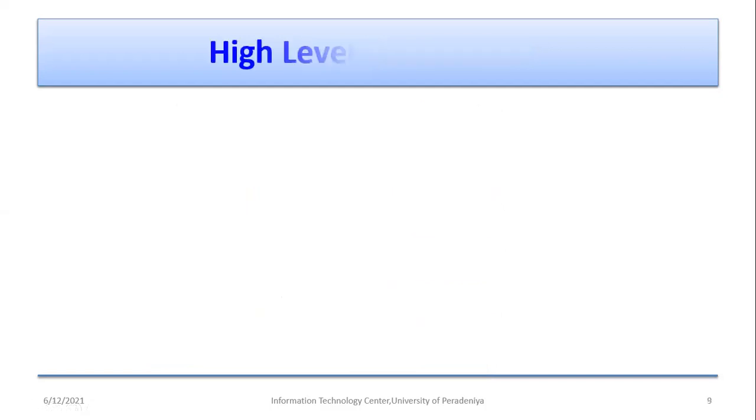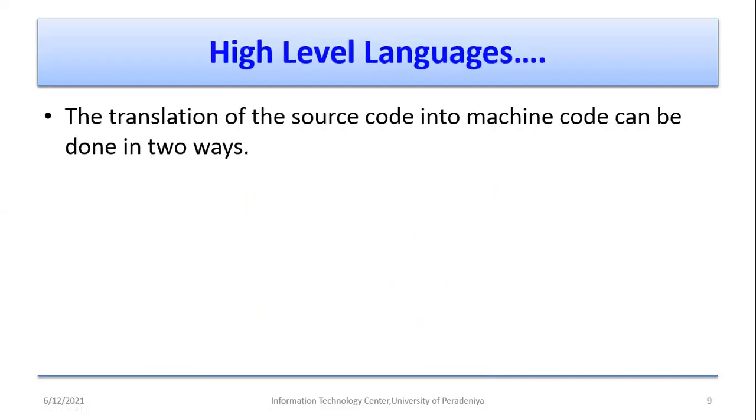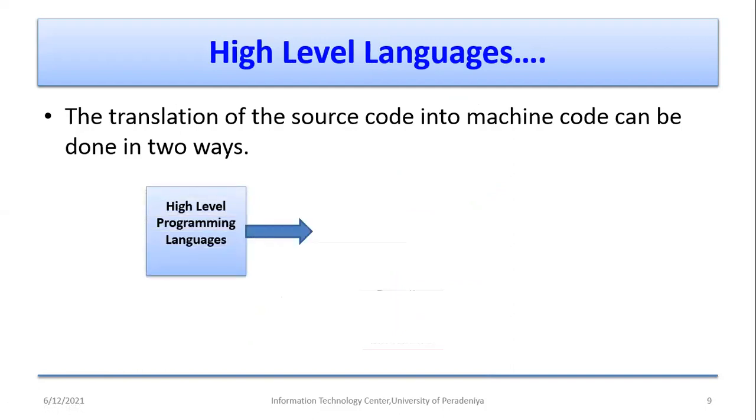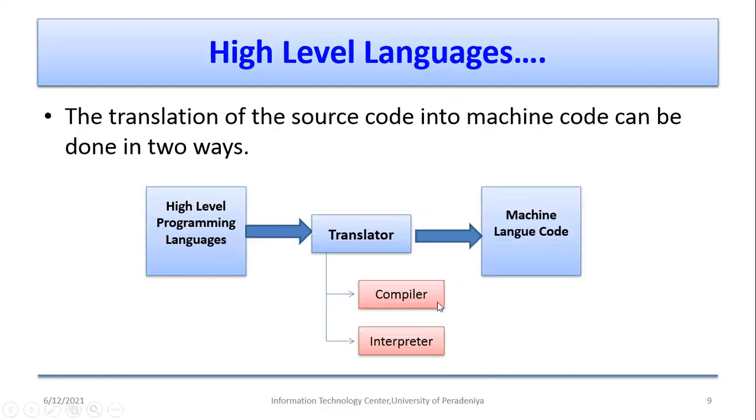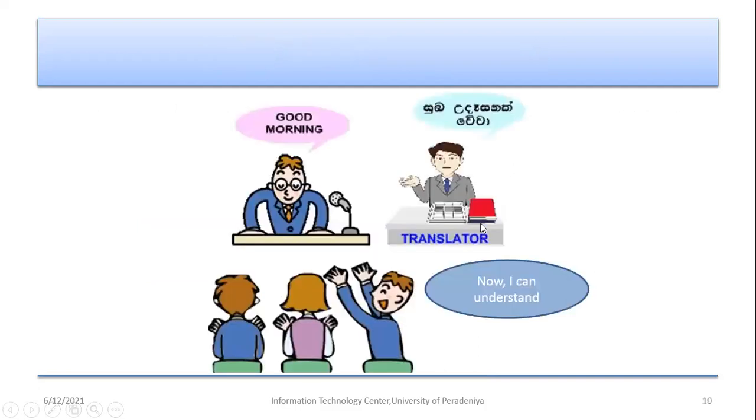The translation of the source code into the machine code can be done in two ways, as I explained earlier. There are two kinds of translators, compilers and interpreters. Using either a compiler or an interpreter, or sometimes both, we can translate the high level language code into machine code. An interpreter translates statement by statement, or sentence by sentence.